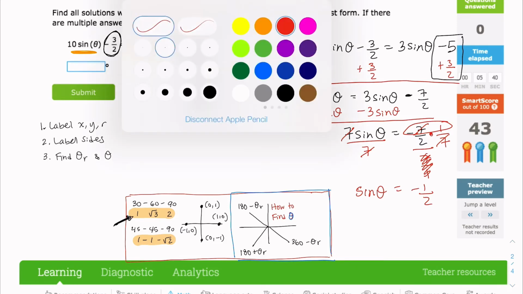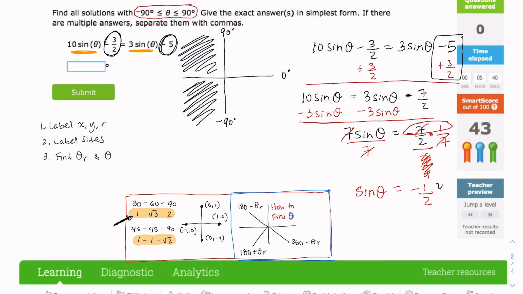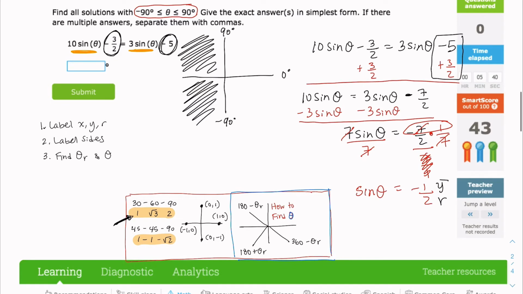And now we have it in a form that we can actually deal with. So sine is y over r, and negative will be with the y, because r is always positive. And which quadrant is sine going to be negative in then? Well, y is only negative in quadrant 4, so we'll draw our triangle here.